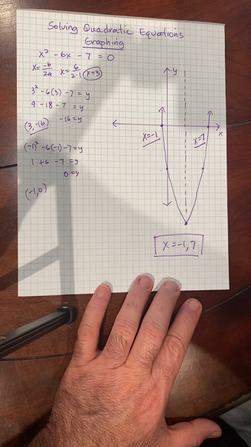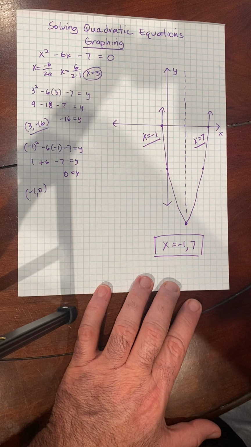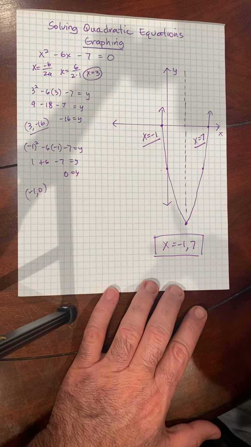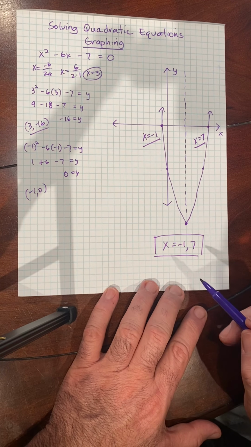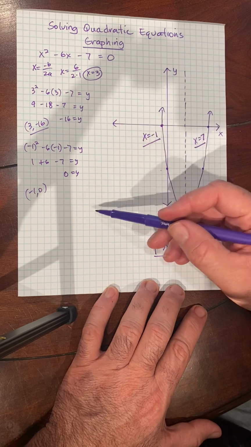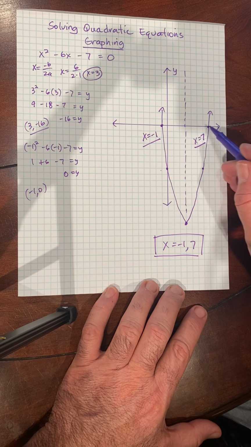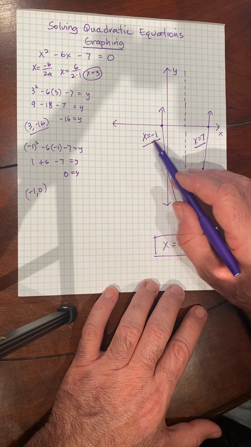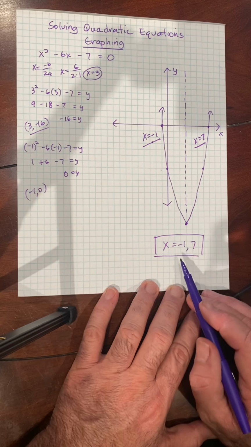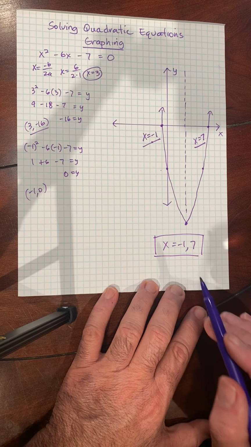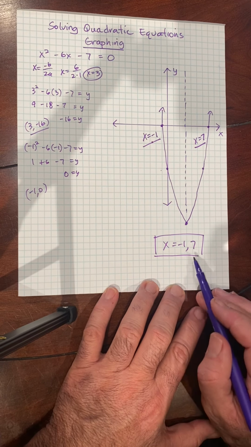So to solve a quadratic equation by graphing, you follow our 4-step process, graph the equation on a coordinate plane, and identify the x-coordinates of the x-intercepts. Those are the roots of the quadratic equation. Those are the solutions.